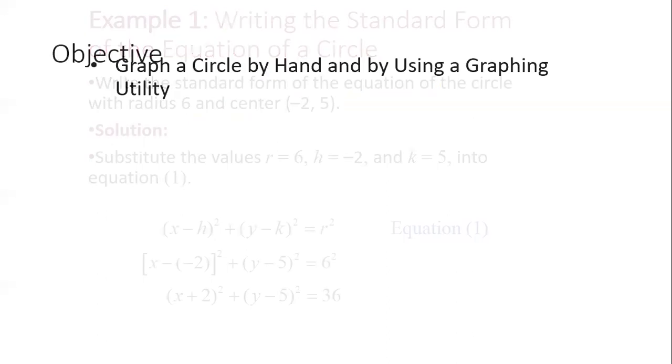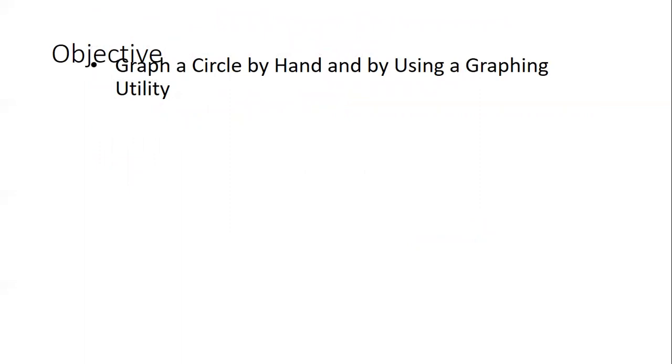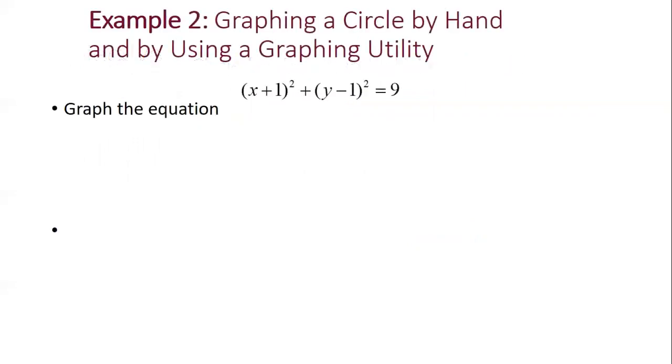Awesome sauce. All right, so next objective is graphing a circle by hand and by using a graphing utility. When you're graphing by hand, you're given the equation. From the equation, you're gonna identify your center and your radius. So looking at what we have right now, what is our center and what is our radius? There you go. The center is (-1, 1). And what's your radius? 3. You didn't fall for it.